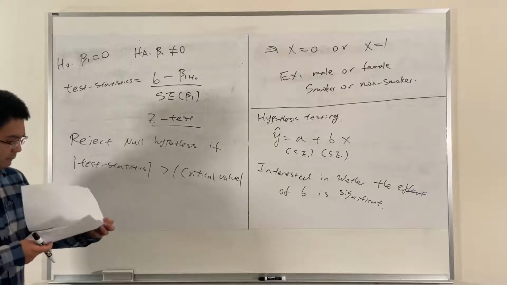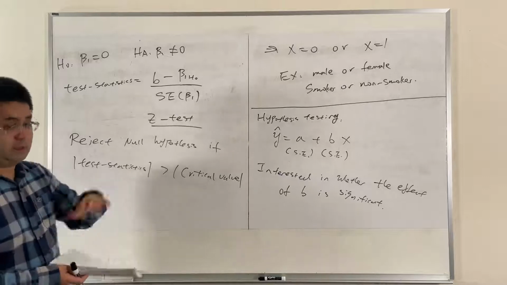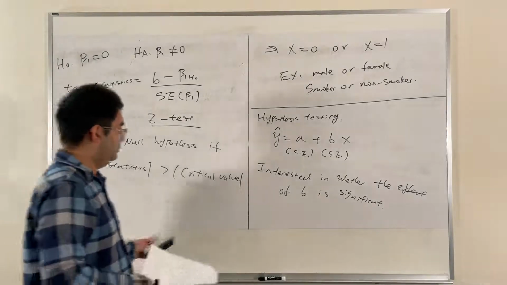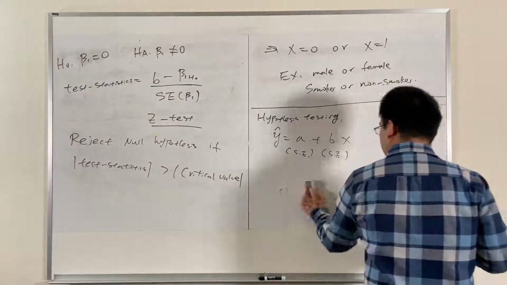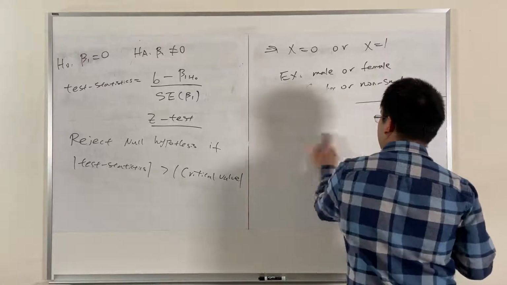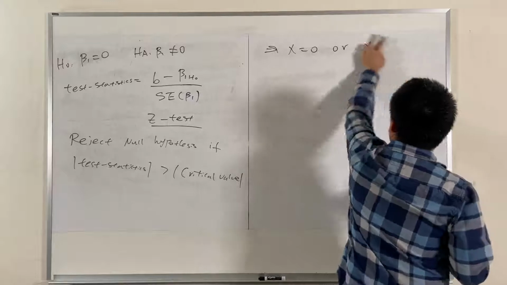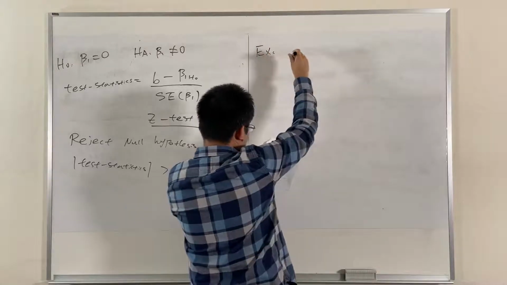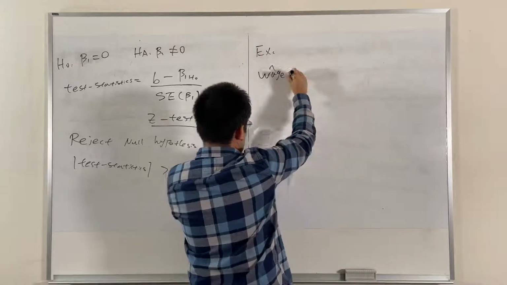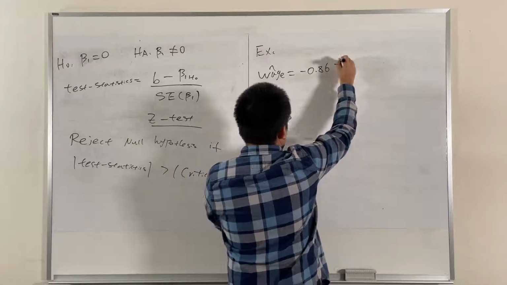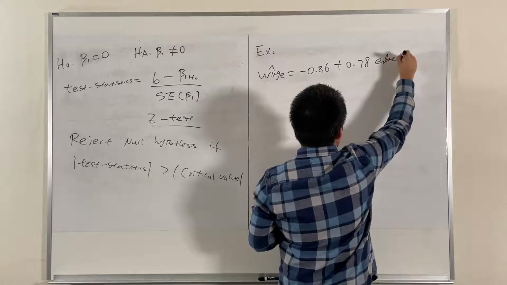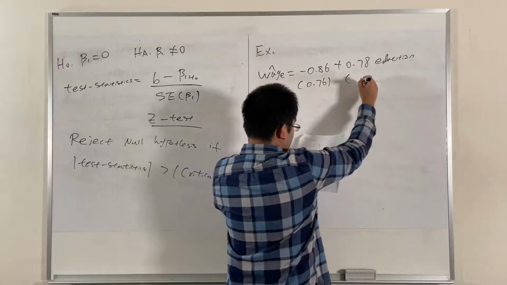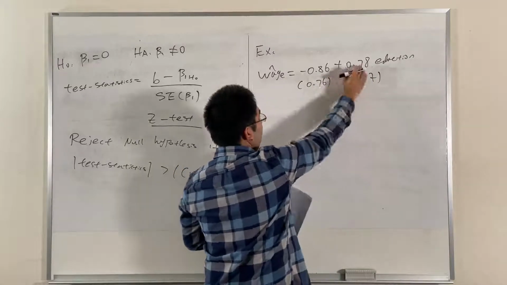So let me do an example, and use the example to combine what we just did: the interpretation and hypothesis testing. Okay, so example. Predicted wage equals minus 0.86 plus 0.78 education. And then the standard errors are 0.76 and 0.17. So these two are the predicted values, and these two are the standard errors.